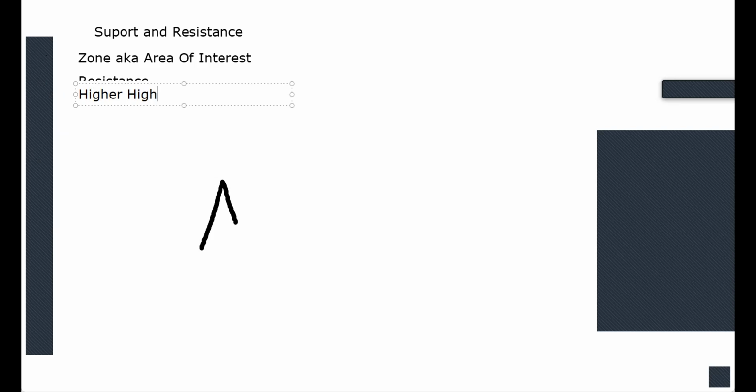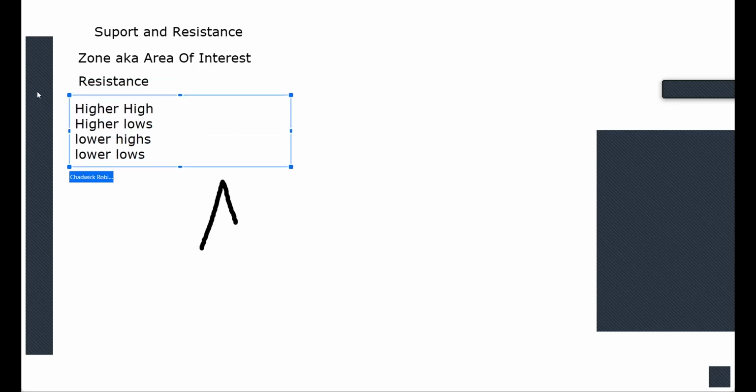Higher highs, higher lows, lower highs, and lower lows. We'll get the higher highs, the higher lows, the lower highs, and the lower lows. Let me slide my thing over so I don't erase it next time. There we go. All right.